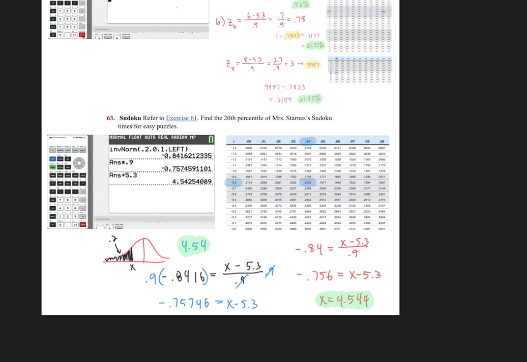Actually, I just realized when I set up inverse norm, I used 0 and 1 for the mean and standard deviation. And remember, anytime you use 0 and 1, you're going to get standardized scores, which are z-scores. But we had the mean and standard deviation for this, 5.3 and 0.9. If we had put that in there, that would have given us the actual value without having to do the math. But that's okay, so it's good practice.